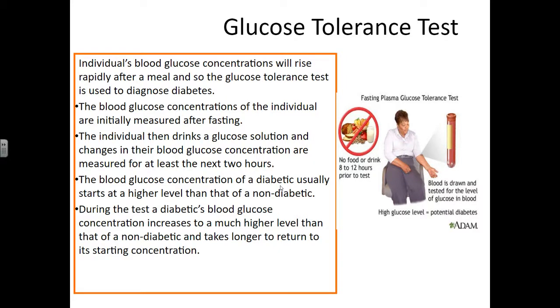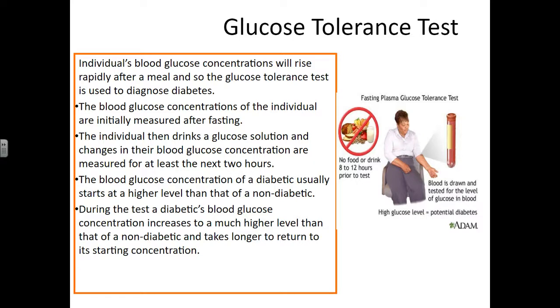You can do what's called the glucose tolerance test. So, the blood glucose levels, again, I'm going to read from the need to knows. The glucose tolerance test is used to diagnose diabetes. The blood glucose concentration of individuals are initially measured after fasting. So if you want to know if someone has diabetes, you don't yet know, you say, right, well, don't eat anything for the next few hours, and then you test their blood sugar. So you know their starting blood sugar.